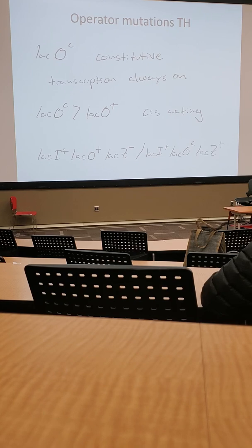What's the phenotype of this mutant? Should be the next question. So on both chromosomes we have wild type regulators, LacI plus. On one chromosome we have the wild type LacO with a non-functional Z allele. On the other chromosome we have the constitutive LacO with a functional Z allele. So what is the expression going to look like in this mutant?